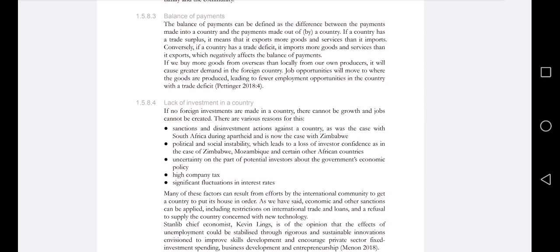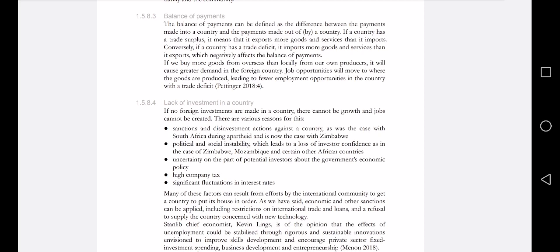Balance of payments. The balance of payments can be defined as the difference between the payments made into a country and the payments out of a country. If a country has a trade surplus, it means that it exports more goods and services than it imports. Conversely, a country has a trade deficit if it imports more goods and services than it exports, which negatively affects the balance of payments.